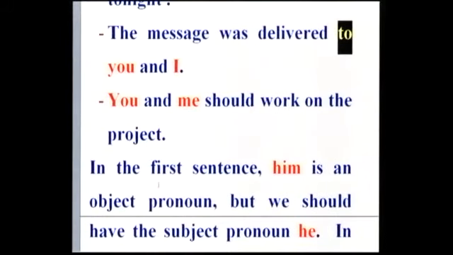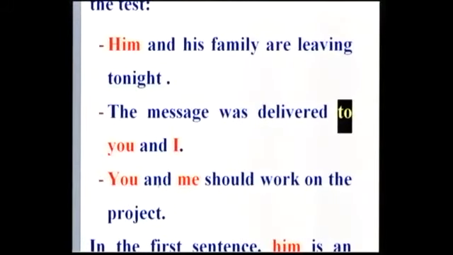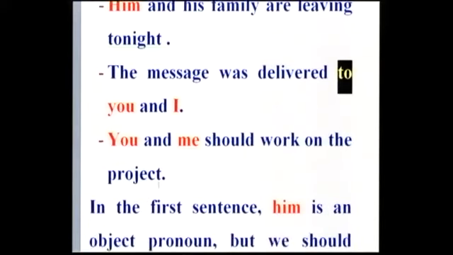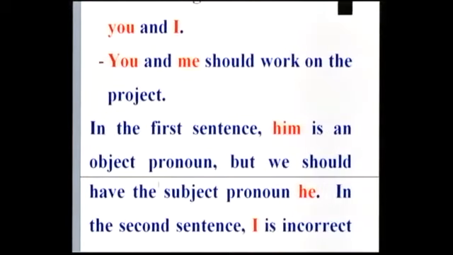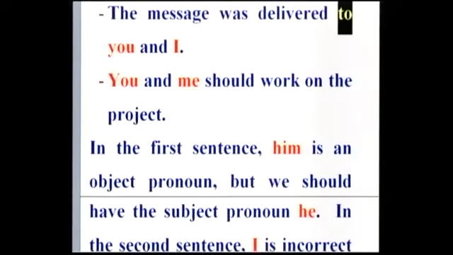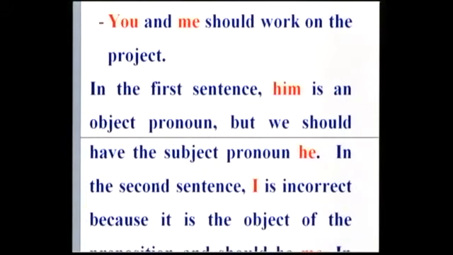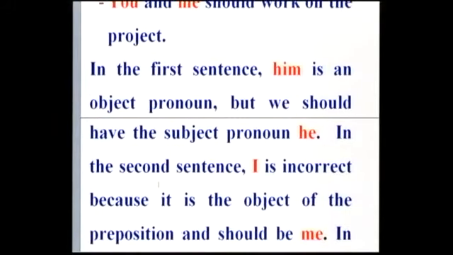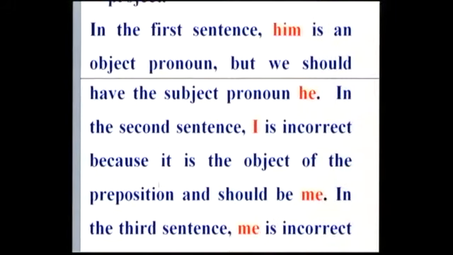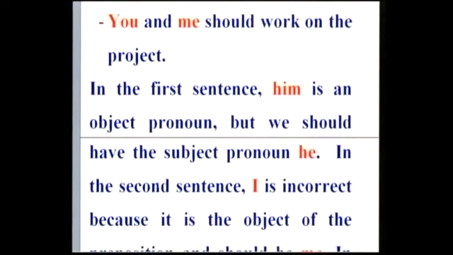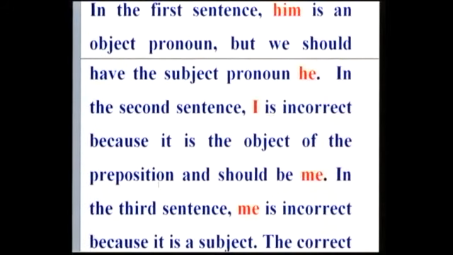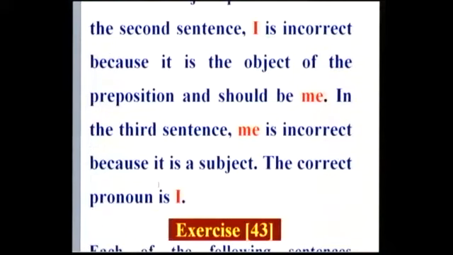Now, in the first sentence, him is an object pronoun اللي شرحناه. But we should have the subject pronoun he. In the second sentence, I, to you and I is incorrect because it is the object of the preposition and should be me. In the third sentence, برضو, me is incorrect because it should be a subject. You and I should work on the project. Because it is a subject, the correct pronoun is I.